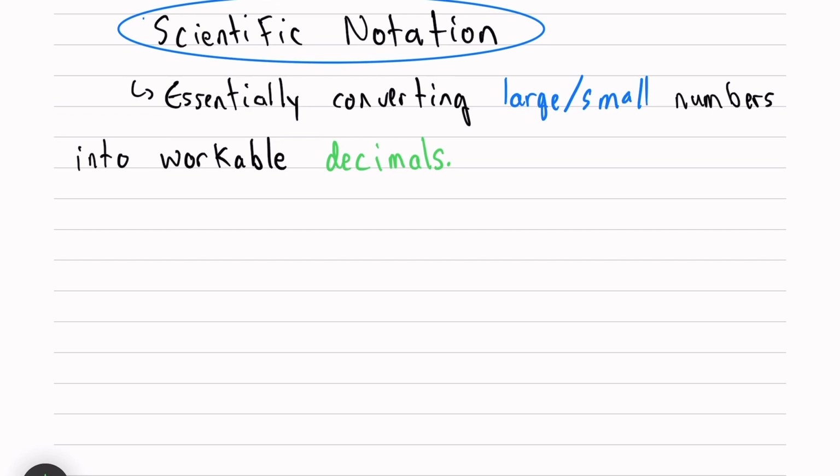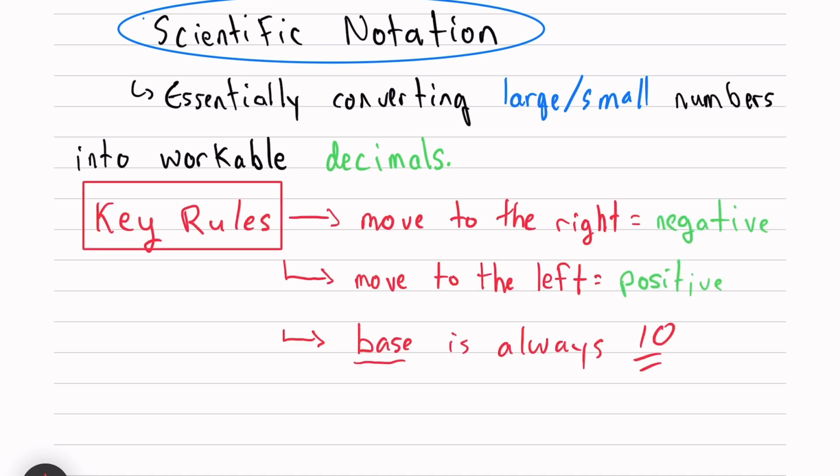So when we're talking about scientific notation, what we're really doing is converting large or really small numbers into workable decimals, or decimal numbers. A couple key rules when converting numbers to scientific notation: if we move a decimal to the right, it's going to be a negative exponent. If we move the decimal to the left, it will be a positive exponent. And the base is always 10. So you'll always have a number or a decimal times 10 to the, and that depends on whether we move the decimal to the right or to the left as to whether that exponent is positive or negative. Let's take a look at a couple of examples and see how this translates.